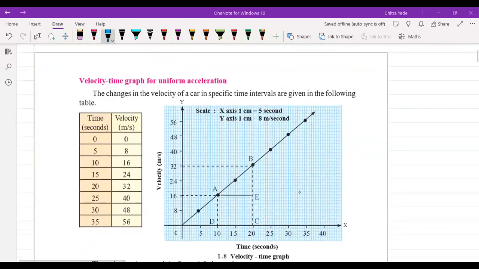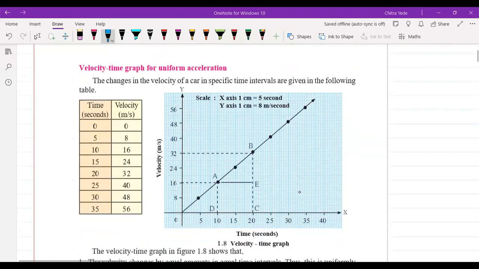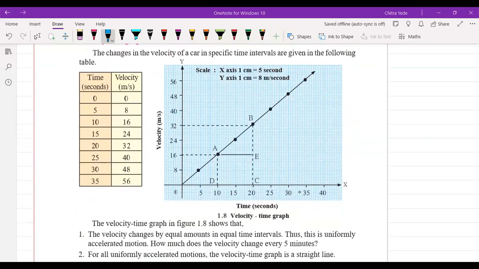Next, velocity time graph for uniform acceleration. If acceleration is there, that means velocity is changing, whether it increases or decreases. If it is increasing, we must have a positive slope. See here, at the first instant velocity is 8 meter per second. At the second instant, velocity becomes 16 meter per second. At the third instant, it becomes 24 meter per second. At the fourth instant, it becomes 32. So each time it increases by 8, right?